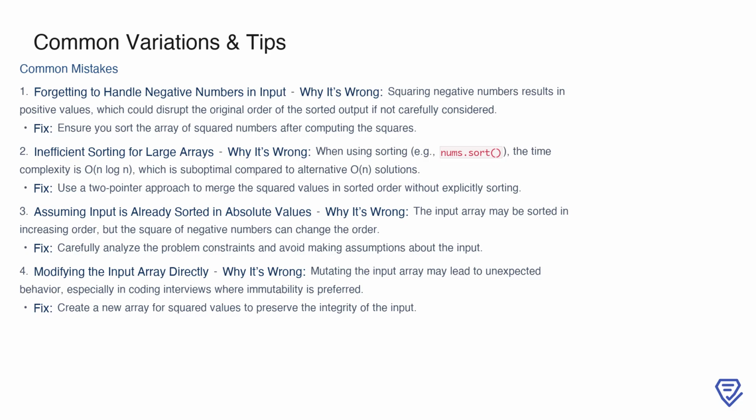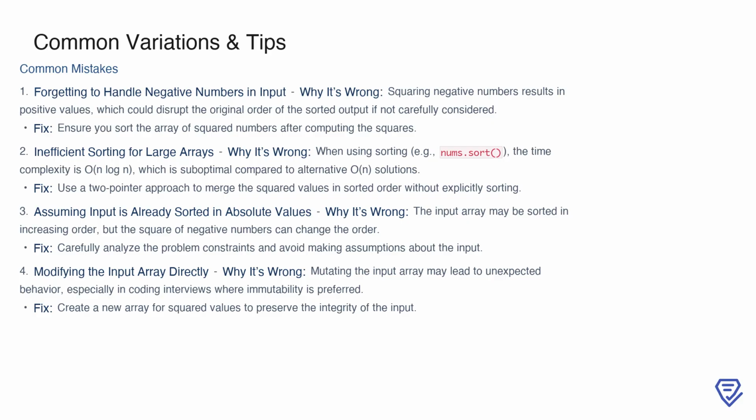First, forgetting to handle negative numbers can cause issues because squaring negative numbers results in positive values, which may disrupt the sorted output if not handled correctly. To fix this, make sure to sort the array of squared numbers after computing the squares.